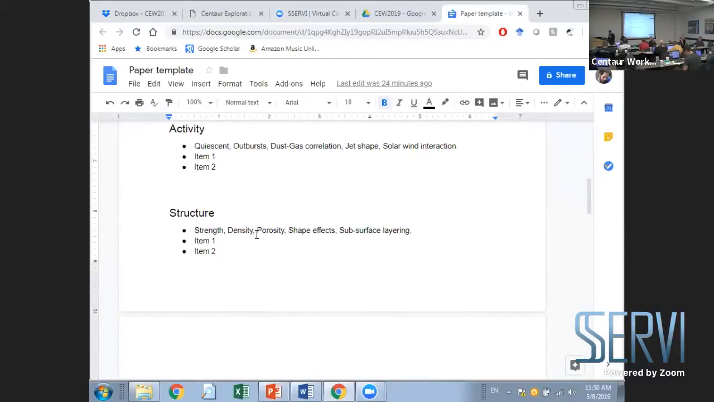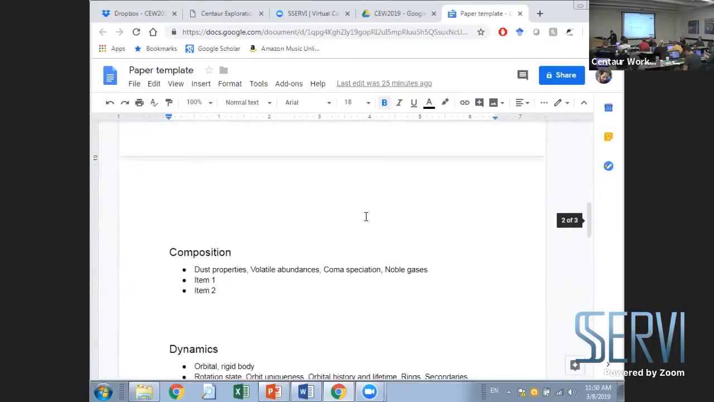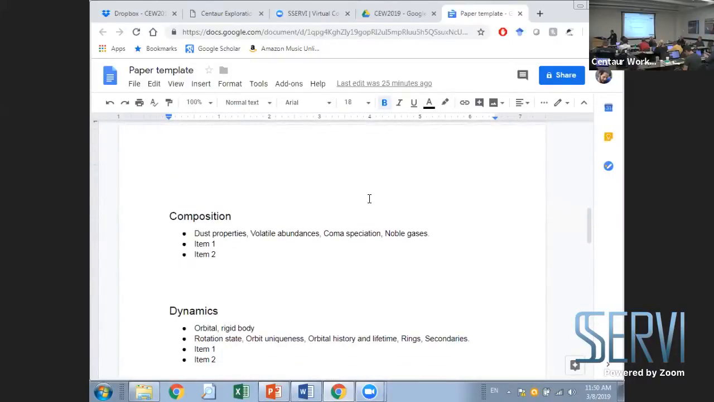For the structure: strength, density, porosity, the shape effects, subsurface layering, and I'm probably forgetting 15 other things that we should be thinking of about structure. The composition: we want to look at the dust, we want to look at the volatiles, we want to look at effective coma speciation, and perhaps we have not mentioned during these 2 days what could be the noble gas content in Centaurs. How can we measure that? And what can that tell us? Yeah, it's hard.